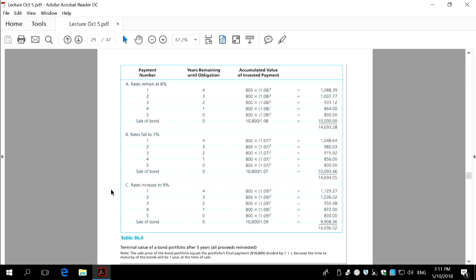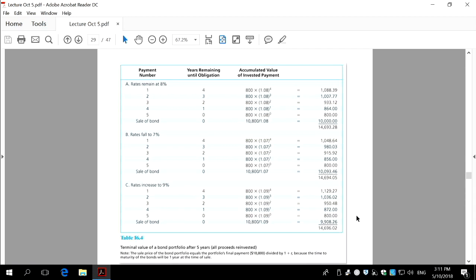The second scenario is if the interest rate increases tomorrow to 9%, and the same thing, you reinvest your coupon at 9%. At the end of the 5th year, you sell this bond at a bond price of 9,900 something. Then the total cash flow you can get at the end of the 5th year is a number like this. Again, this is fairly close to the two numbers before.